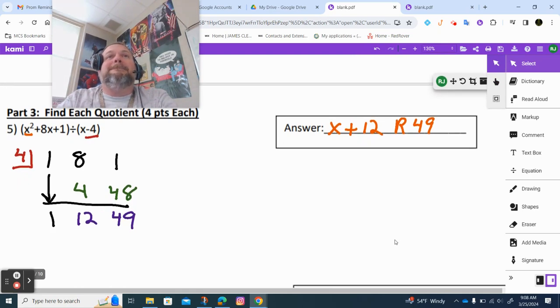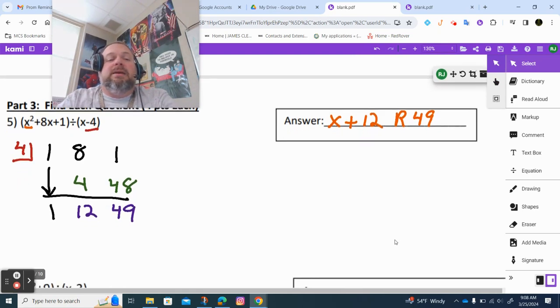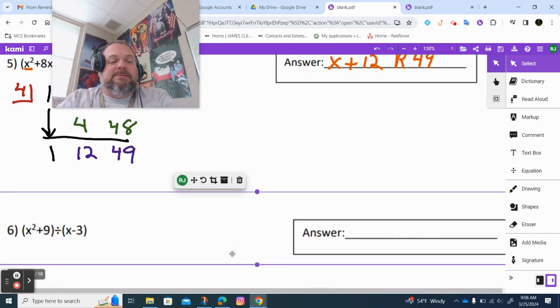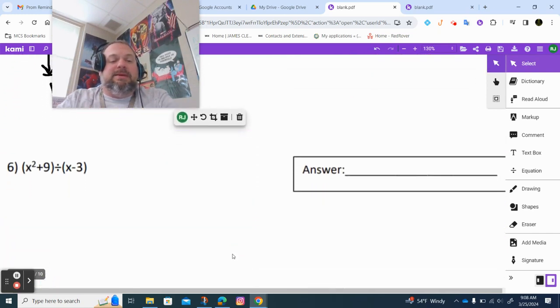How did I get 12? All right, what's 8 plus 4? Yep. I just combined because these are both positive.